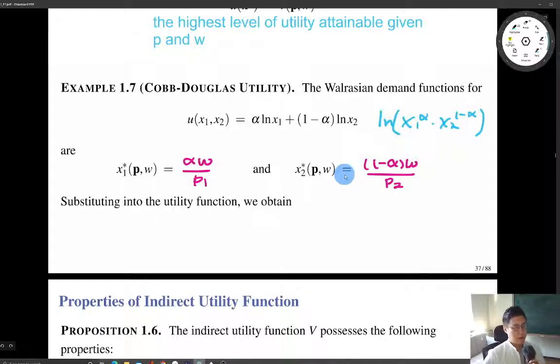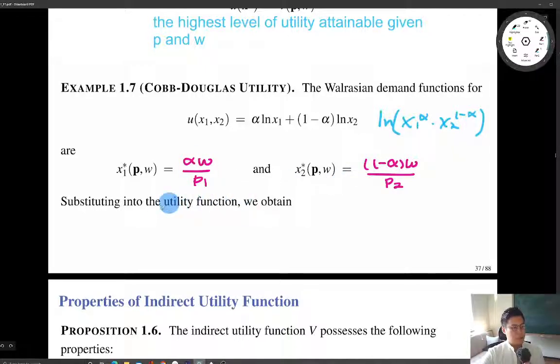So the way to interpret this is that the consumer puts weight alpha on the demand for good 1, and weight 1 minus alpha on the demand for good 2. Eventually the consumer will take the portion alpha of his income and spend it on good 1. The other portion, 1 minus alpha of the income, will be spent on good 2. Because good 1 is traded at price P1 and good 2 at price P2, the consumer can purchase this amount of good 1 and this amount of good 2.